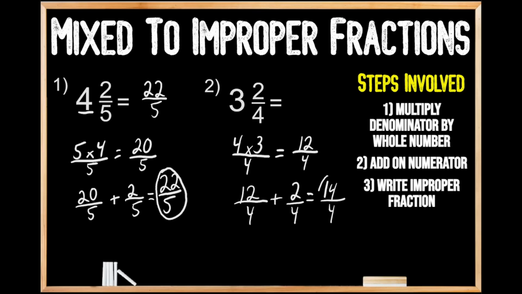And we know that this is an improper fraction because the numerator is greater than the denominator, so we can move on to step number 3, where we're going to write our improper fraction in our answer. So when we convert 3 and 2/4 into an improper fraction, we get 14 fourths. So hopefully by now you understand the steps involved when converting a mixed number to an improper fraction.